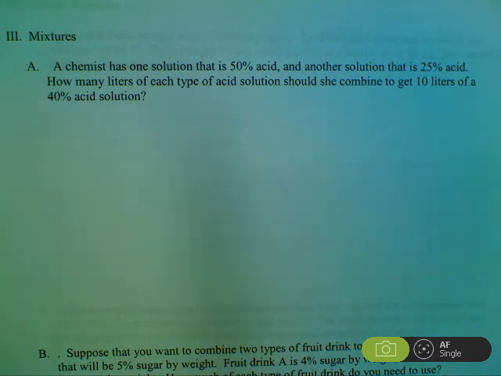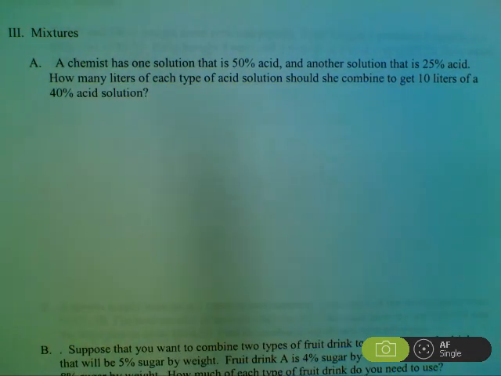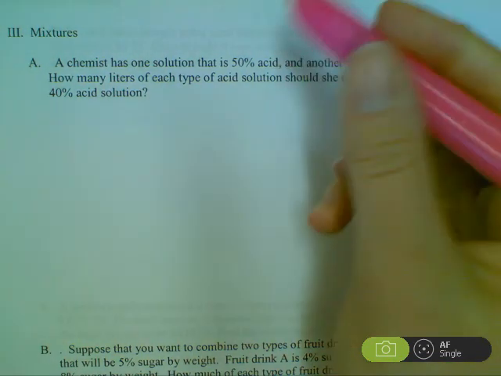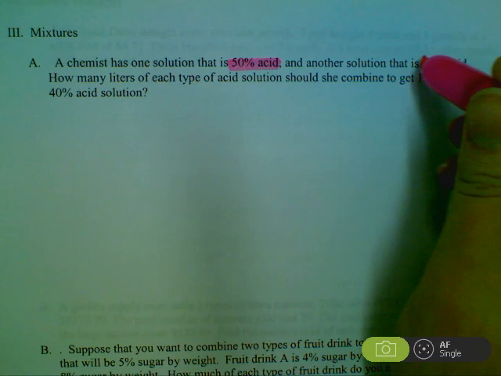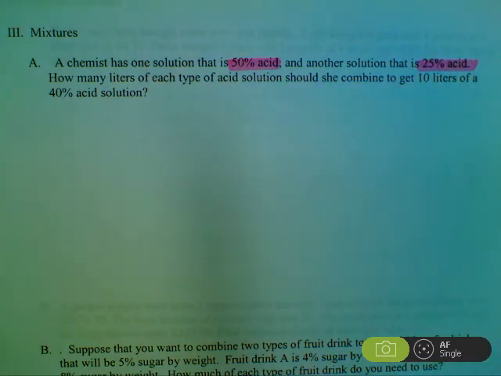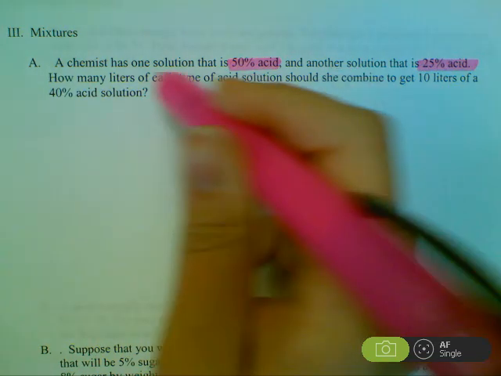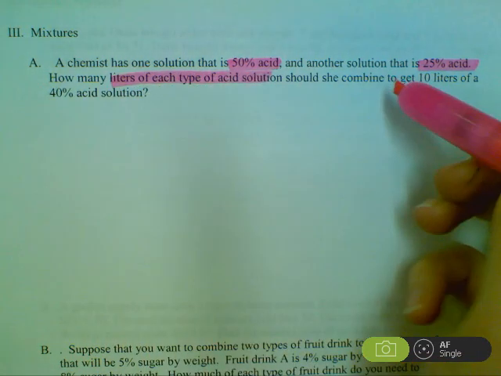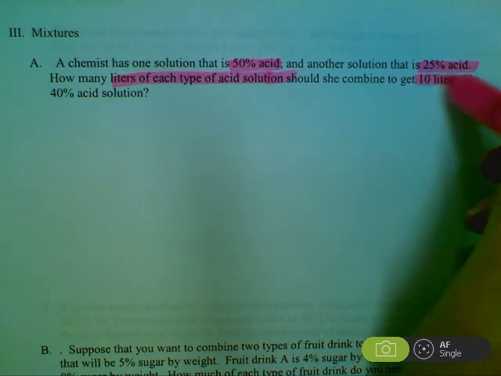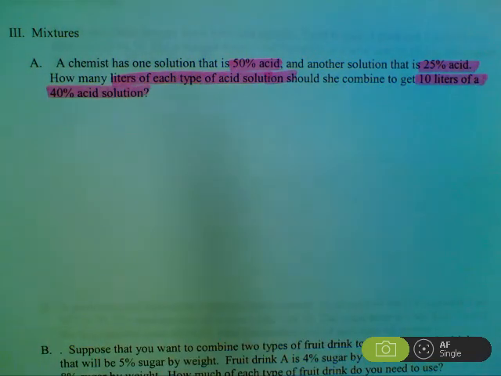If you take a look at this problem right here, it says a chemist has one solution that is 50% acid and another solution that is 25% acid. I want to know how many liters of each type of acid solution she should combine to get 10 liters of a 40% acid solution.